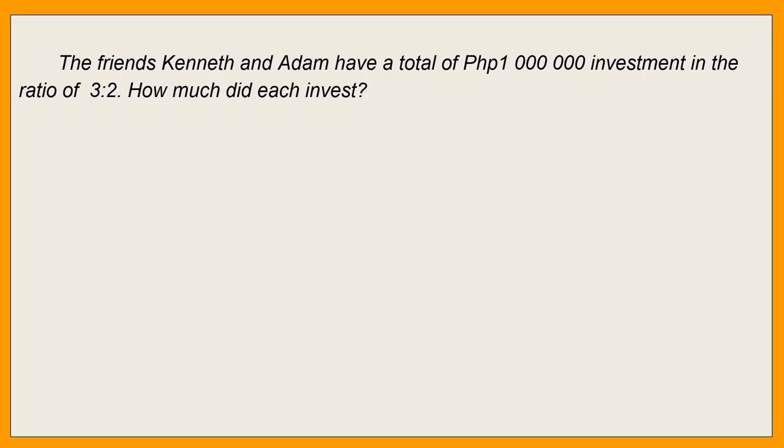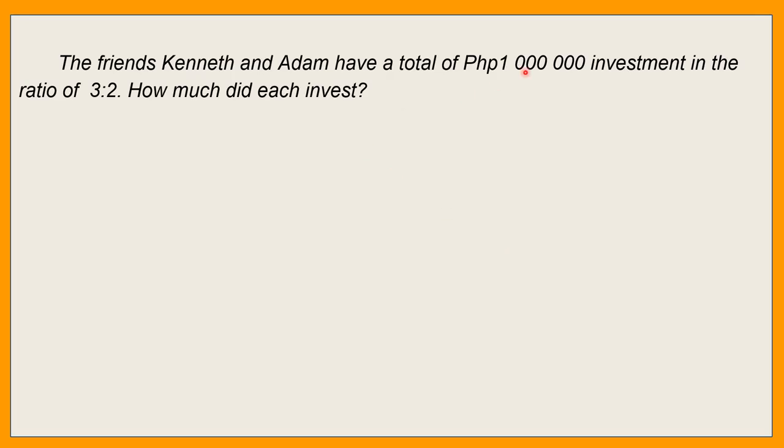Right. So, the friends Kenneth and Adam have a total of 1 million pesos investment in the ratio of 3:2. How much did each invest? So, ibig sabihin, sa investment nilang 1 million, 3 parts ang para kay Kenneth, 2 parts ang para kay Adam. So, mas marami or mas malaki ang investment ni Kenneth compared kay Adam. So, mas maraming pera si Kenneth. So, anong klaseng proportion ito?